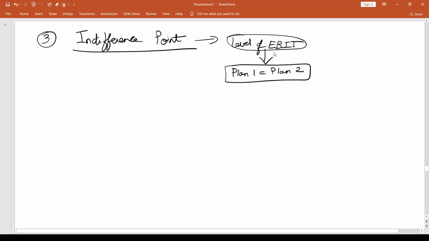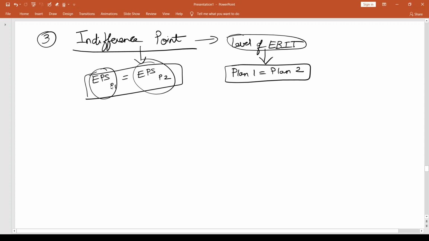But what do we know about the indifference point? Why do I call it the indifference point? Because at this point I know the EPS of plan 1 must be equivalent to the EPS of plan 2. So this also needs to hold true. Let me see how this calculation needs to be done. I'm now going to find the EPS of plan 1 and the EPS of plan 2 by way of an equation. So let us assume the indifference point, the EBIT, to be a variable x. I don't know that.